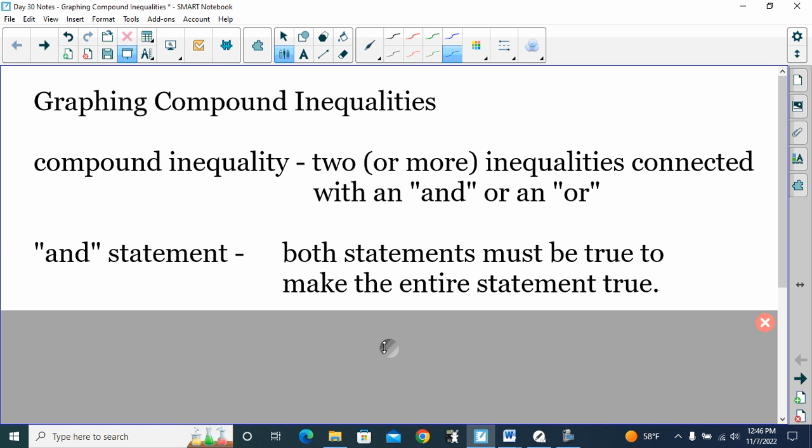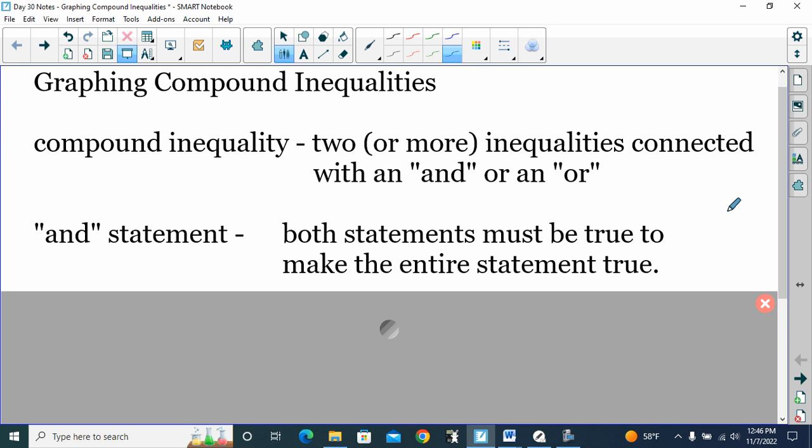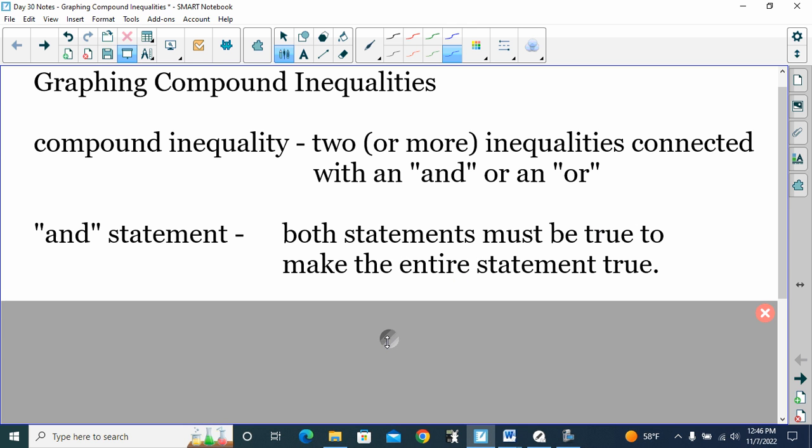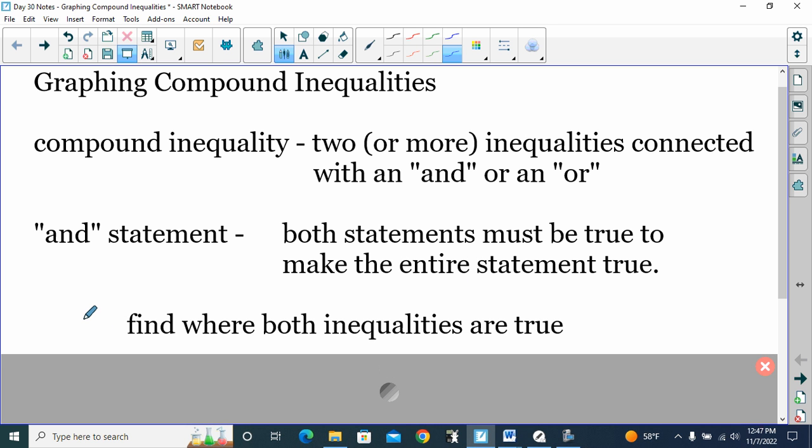In order for an and statement to be true, we have to have both statements true. And, I think we all know, means the word both. So for an and statement to be true, both statements must be true. Both inequalities must be true to make the entire inequality true. For an and statement, we are looking for where both inequalities are true. That's where we want to shade in.